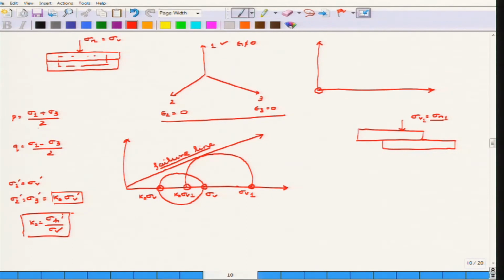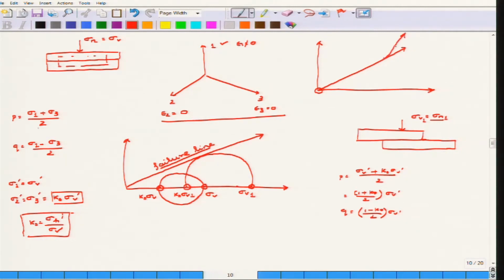Now if you do the same thing in case of a direct shear test, it will start from somewhere here, because here also P is equal to sigma v dash plus k naught into sigma v dash by 2, which is 1 plus k naught by 2 into sigma v dash, and Q similarly is 1 minus k naught by 2 into sigma v dash. So it should again follow a line somewhere here, but remember that this line is going to change accordingly, because this sigma v dash is also going to change. So somewhere this line may go like this.